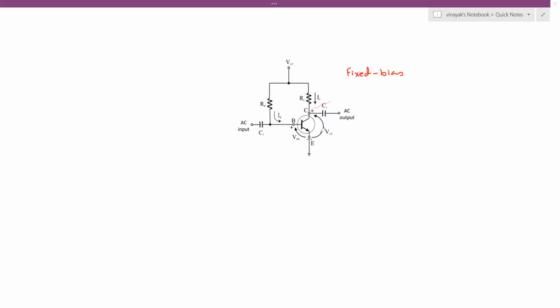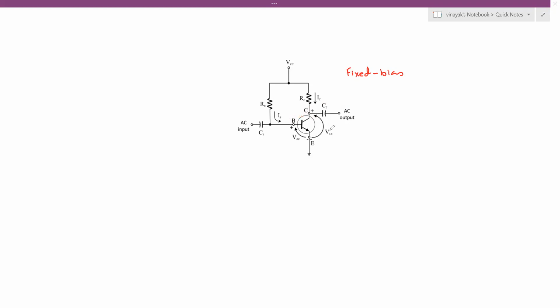We have several voltage drops across the transistor pins. First is the base emitter, that is VBE drop. Second is the VCE, that is the voltage drop across collector to emitter. And the third one is the voltage drop across the base and the collector, that is VBC.